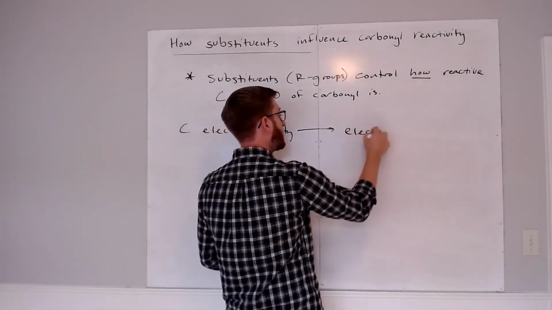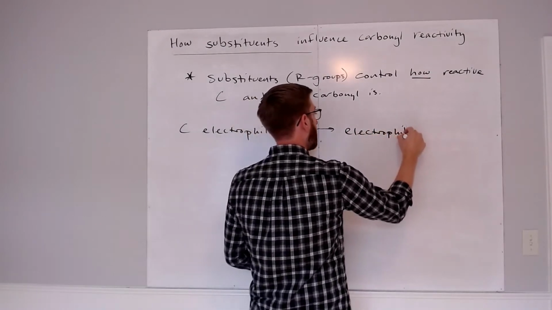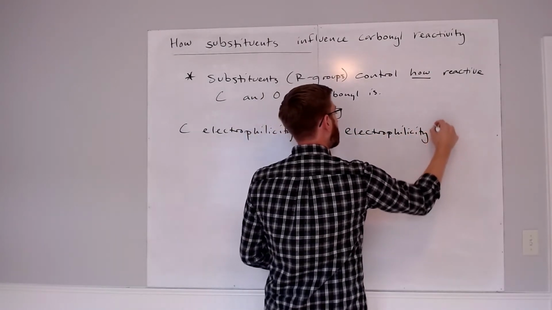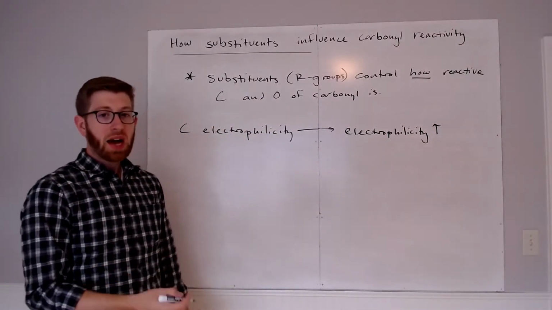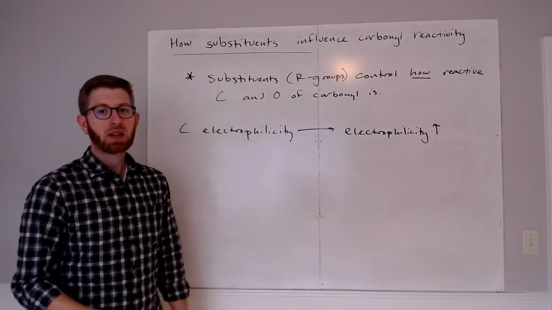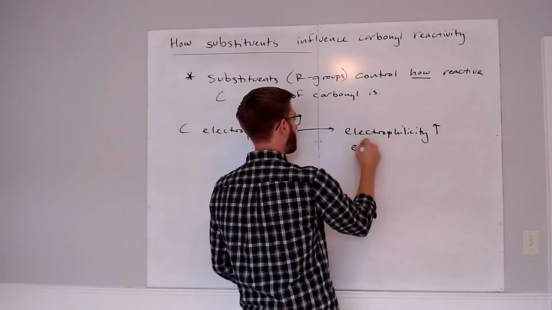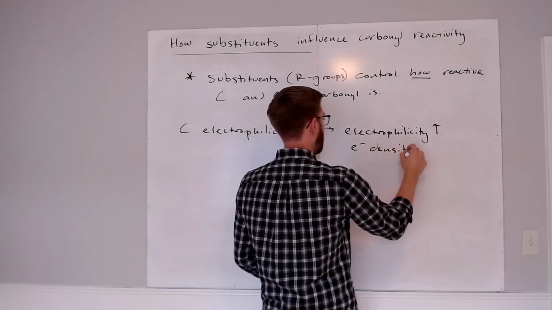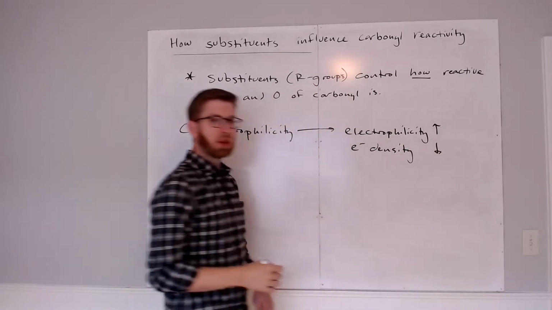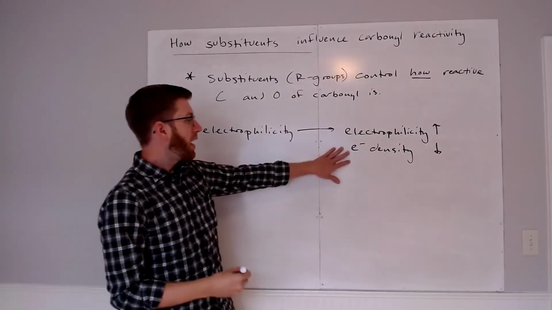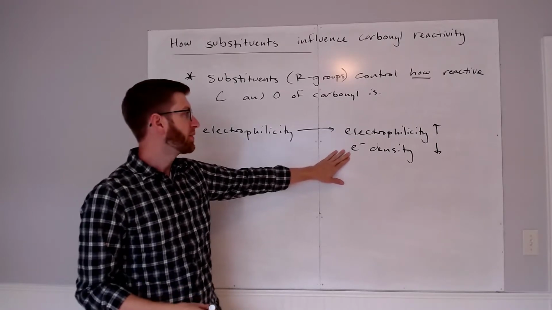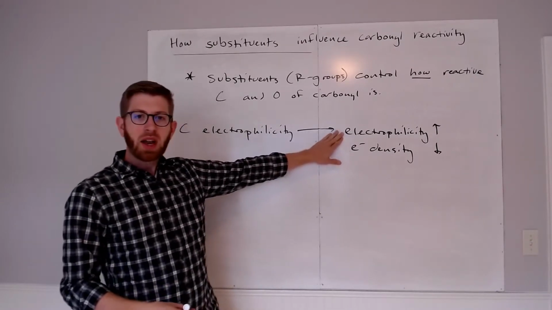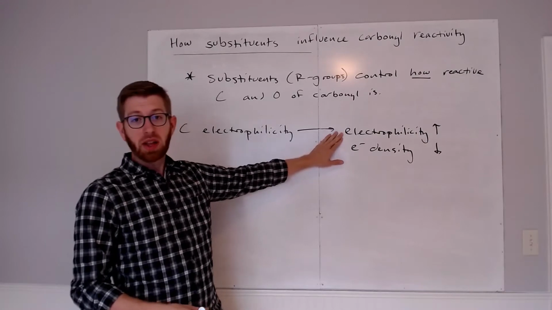So electrophilicity is going to increase as the electron density of the atom that we're maybe saying is the electrophilic site decreases. So another way of saying that is that as an atom becomes more positively charged, or at least partially positively charged, that atom will tend to become more electrophilic.